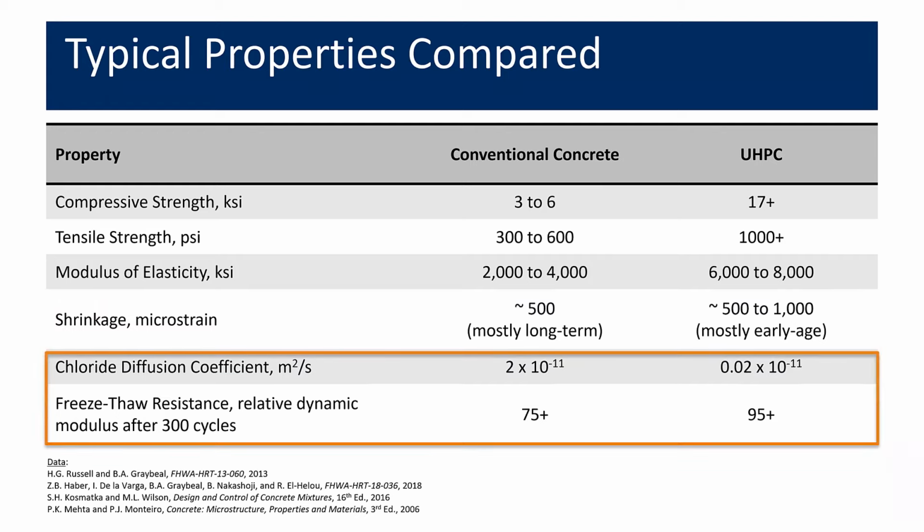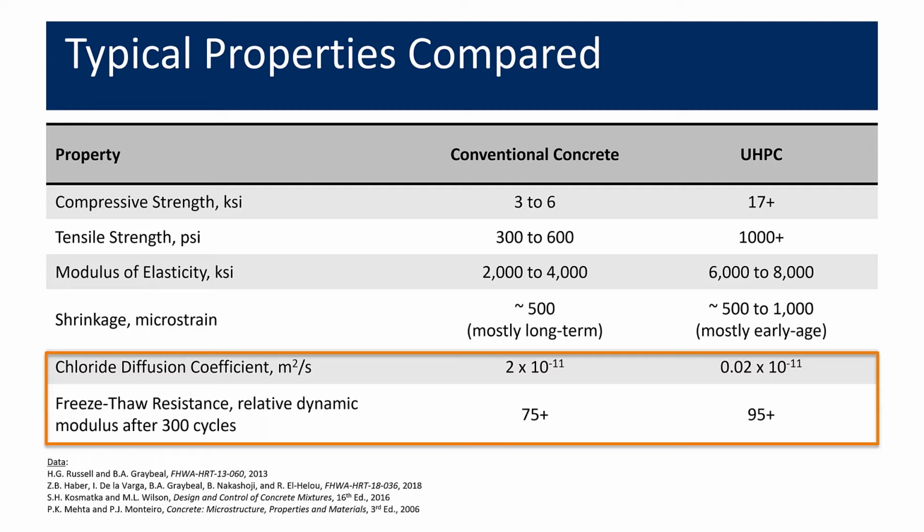All right, from a durability perspective, I talked about chloride ingress a little bit before. The chloride diffusion coefficient is a testable, quantifiable value for how well that concrete resists the ingress of chlorides. What you can see by looking at these numbers is the chloride diffusion coefficient of UHPC is about two orders of magnitude smaller than conventional concrete, which basically means there's about 100 times greater resistance to chloride ingress with UHPC, obviously beneficial from a durability perspective.